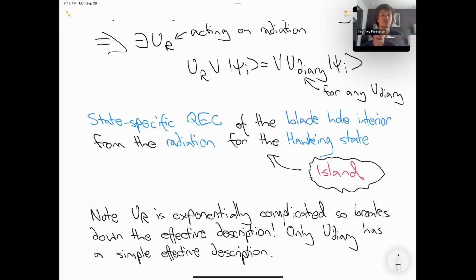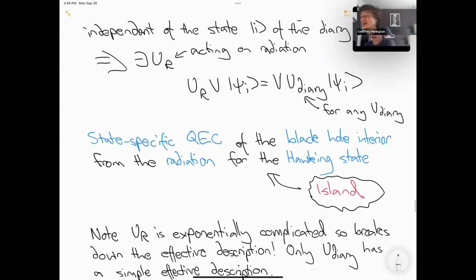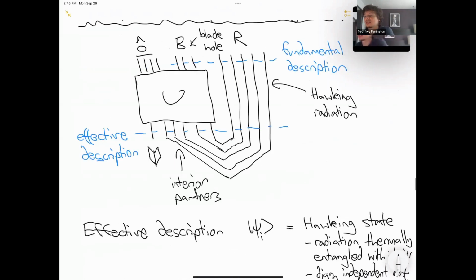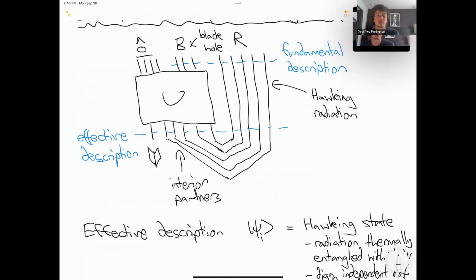Yes, so we can do better than just have it work for the one state psi. We can have it work for the whole subspace of states where the interior partners are fixed to be entangled with the Hawking radiation, but the diary is allowed to be in any state. So it's still specific to a certain subspace, but it's more than just the one pure state psi. I was just keeping things very simple. But the important point is, if we just had an arbitrary state where any of the qubits can be in any state, then we wouldn't be able to reconstruct the diary.